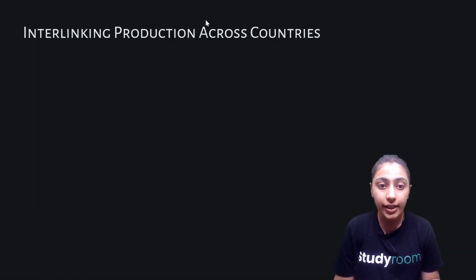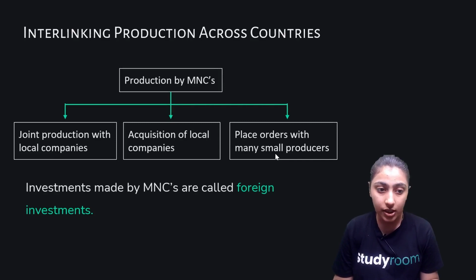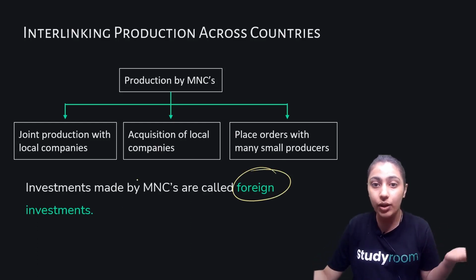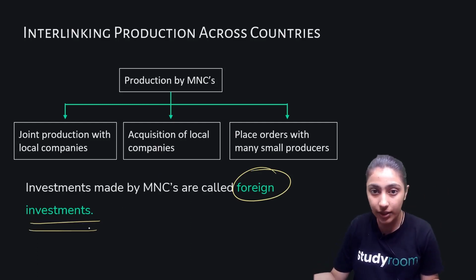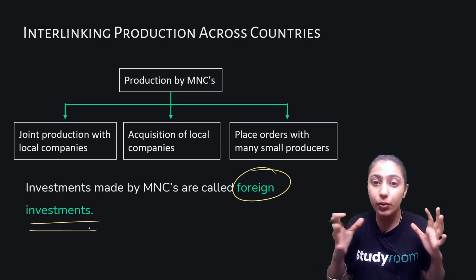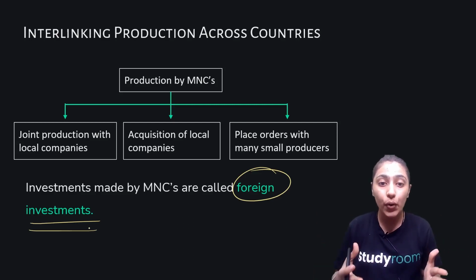Moving forward, interlinking production across countries. Let's see: production by MNCs, joint production with local companies, acquisition of local companies, place orders with many small producers. Investments made by MNCs are called foreign investments. Foreign investment basically means the money that is invested into the business from some foreign country. This is the basic definition of foreign investment in layman's language. Whenever a huge sum of money is invested into your business by a foreign company, that is what we call foreign investment.